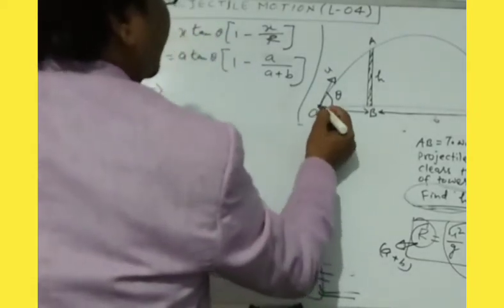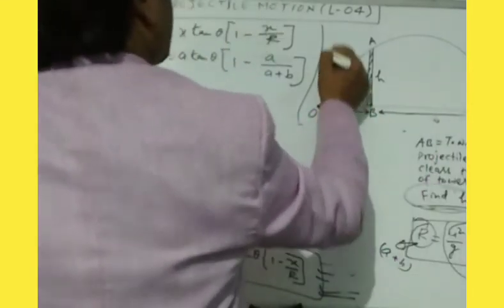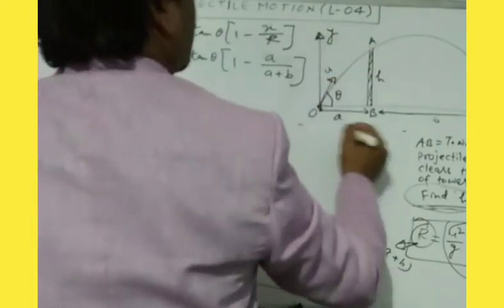Basically if we consider here the origin, and suppose this is the y axis and this line OC is the x axis.